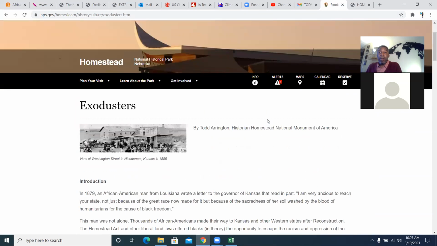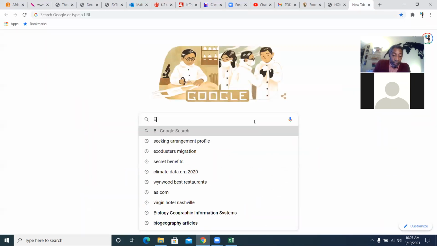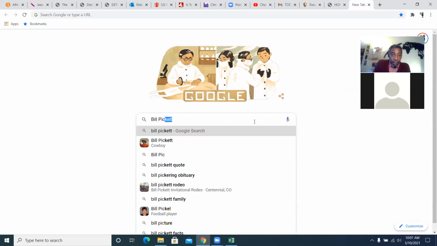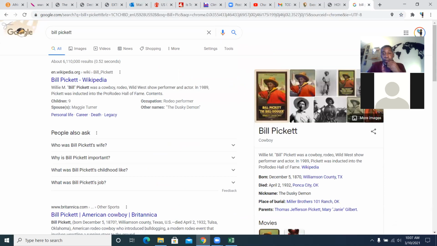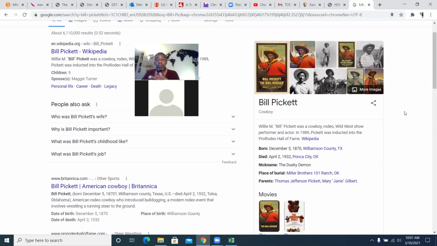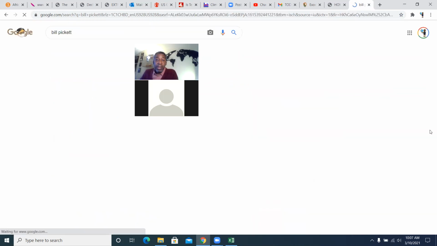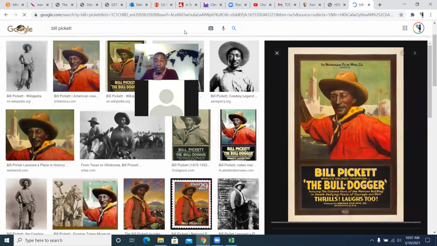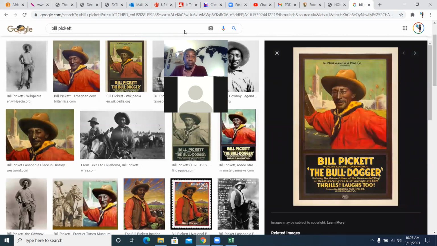In fact, some very famous historical figures. Bill Pickett, who is largely credited with inventing a lot of the rodeo activities. I think Bill Pickett was credited with inventing what they call bulldogging in the rodeo. And so, you know, there's a rich tradition of African Americans in the West.